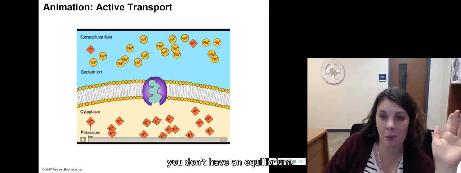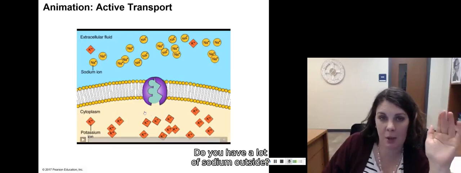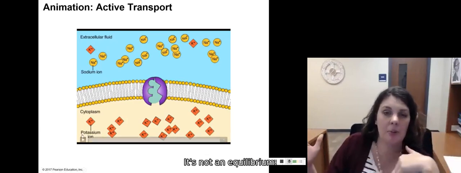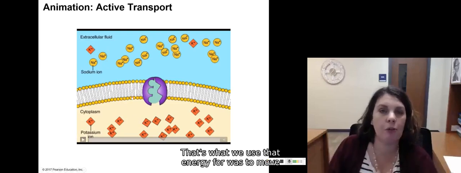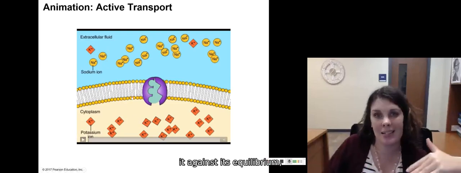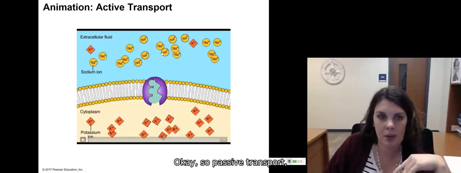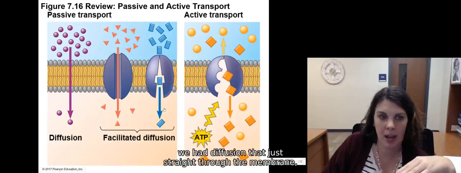Okay, so at the end, you don't have an equilibrium, do you? You have a lot of sodium outside, a lot of potassium inside. It's not an equilibrium. That's what we use that energy for, was to move it against its concentration gradient.